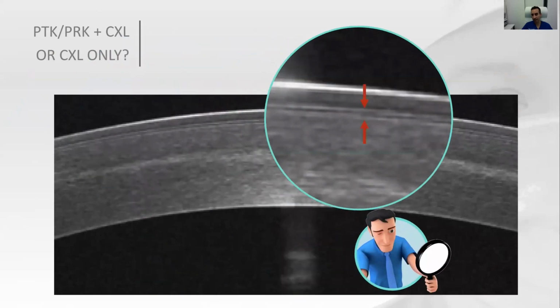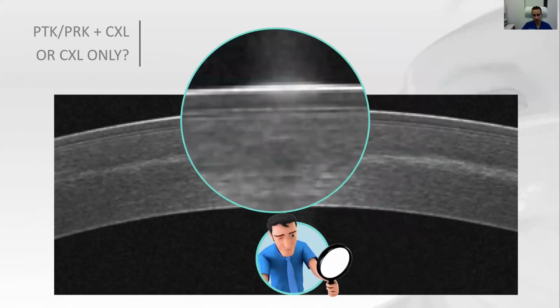While if you have one line, that's not a Bowman's layer, that's a basement membrane, and that patient would have had a PTK or PRK. So this patient did not have a surface ablation. This patient had only cross-linking. And that's, again, a tip you can get from OCT.